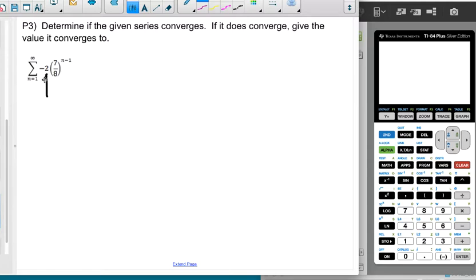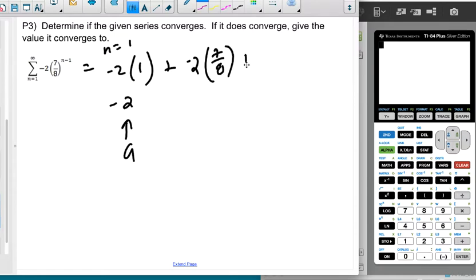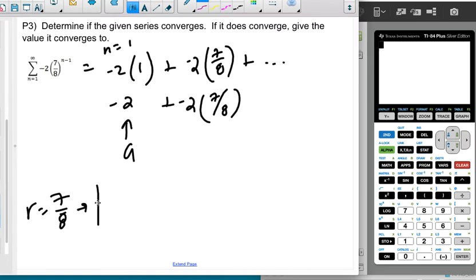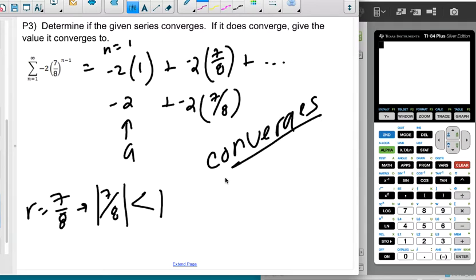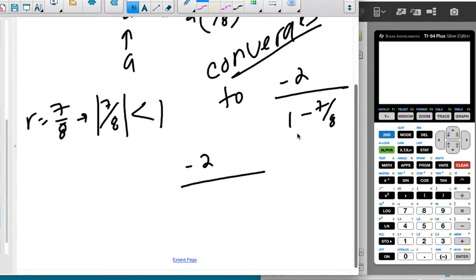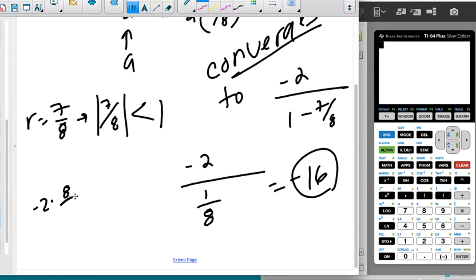Here, let's list a couple terms just to make it really obvious what your a value is. If I plug in n is 1, I get negative 2 times 1. So it seems that my a is just that first term. Plus the next term is going to be negative 2 times 7/8, et cetera, et cetera. So my ratio, my r, is 7/8. The absolute value of 7/8 is less than 1, so this thing converges to a over 1 minus r. That's going to be negative 2 over 8/8 minus 7/8, so it's 1/8. So I'm going to get negative 2 times 8 over 1, which is negative 16.